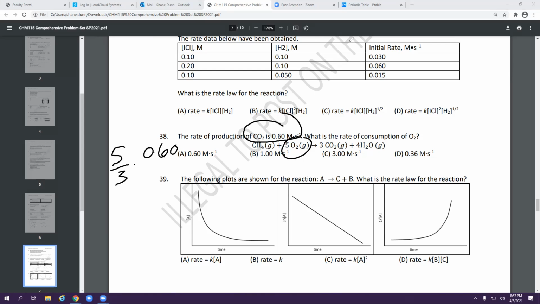Does that make sense? I got 1. Yeah, 1. Okay, that's what I got too. That makes sense. You put whatever you're solving for up top. It's kind of like ratios we do in 113.